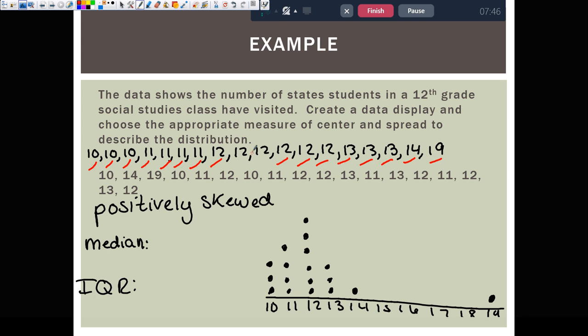And we have 2, but they're both 12, so it's 12. Okay, and then our IQR, we have to find our upper quartile and our lower quartile. So my upper quartile, I can find the median of that, which is 13, minus our lower, which is 11, and we get 2.